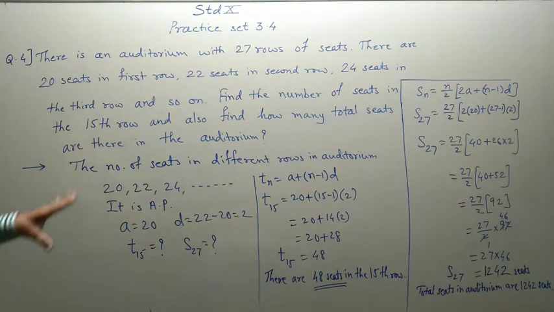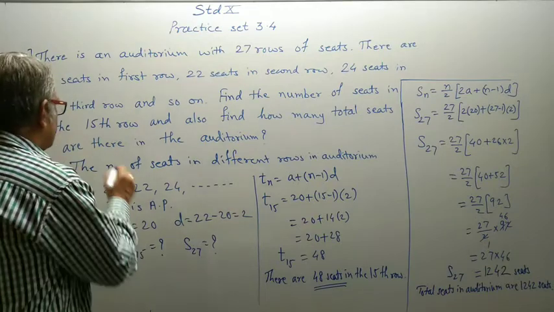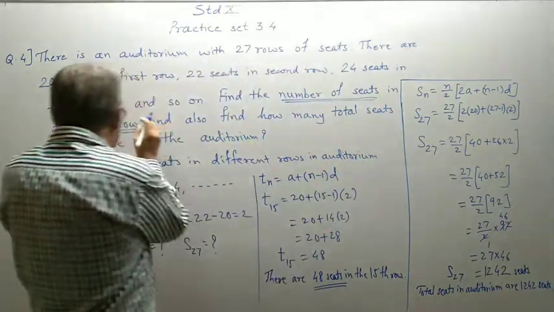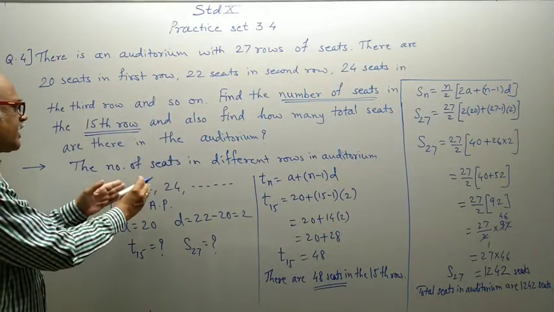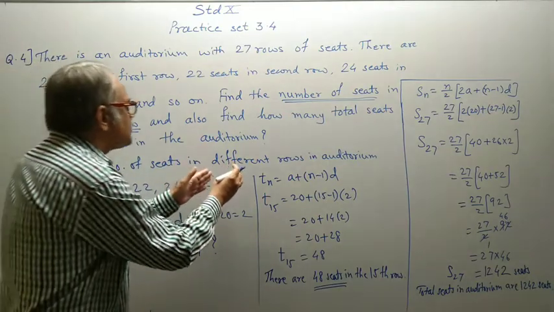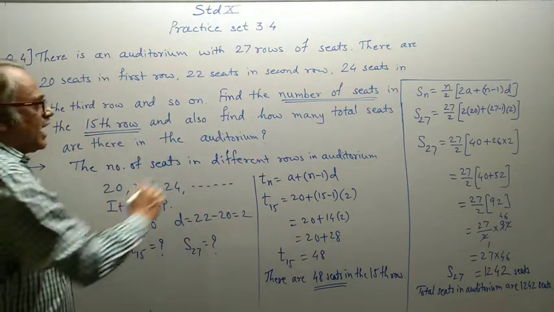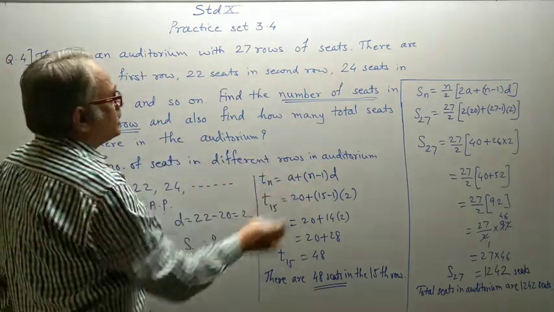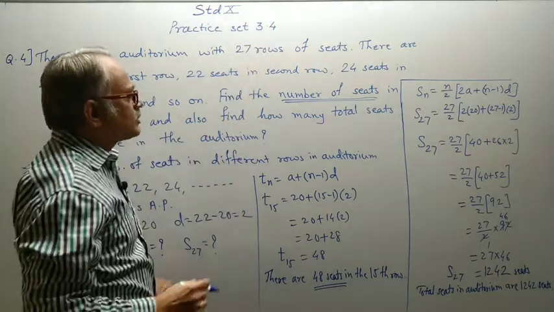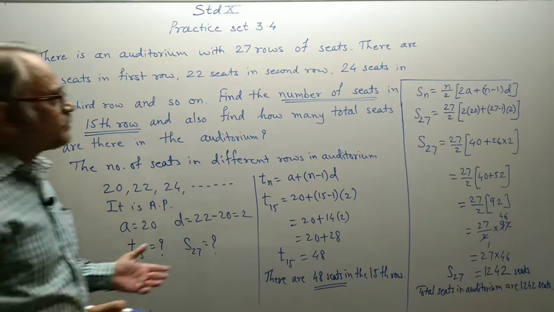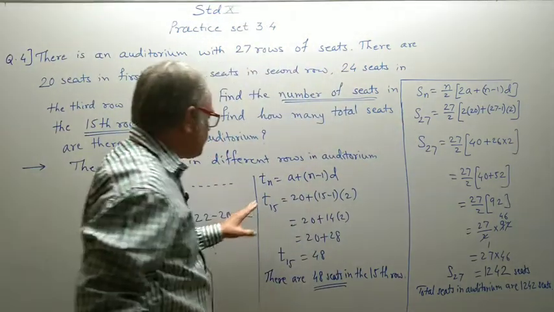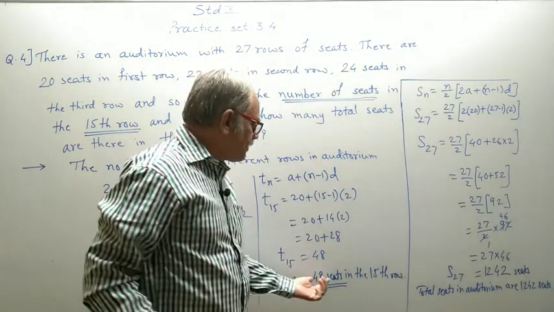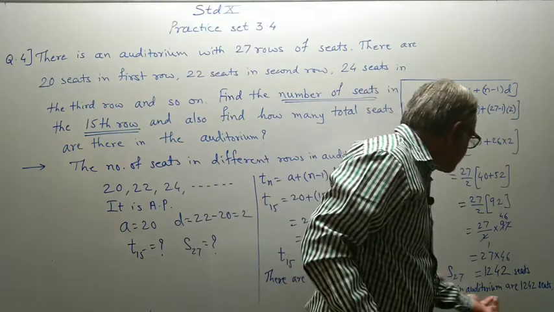Neatly observe. Two questions are asked. Number of seats in 15th row means only in 15th row. First row 20, second row 22, third row 24, so 15th row means T15, 15th term we have to find. And total seats in auditorium means we have to find sum of all the row seats. Total there are 27 rows, so sum of seats in all 27 means we have to find S27. So Tn is obtained for 15, Sn is obtained for 27. T15 gives number of seats in 15th row, S27 gives total seats in auditorium.